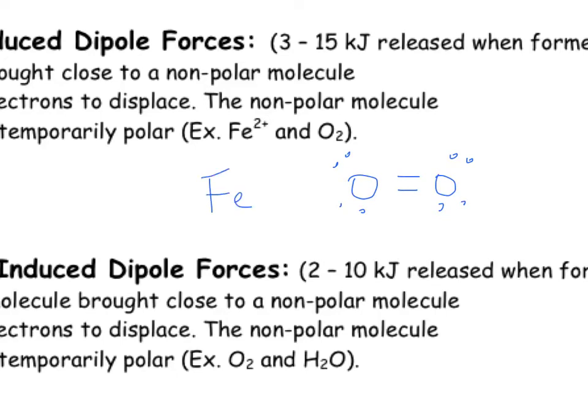Iron is an ion. Because it has a 2+ charge, the electrons in these bonds will wave in this direction. They will be attracted to the positive charge, which will create a temporary, slightly negative end and slightly positive end to my oxygen, creating a temporary polar compound.